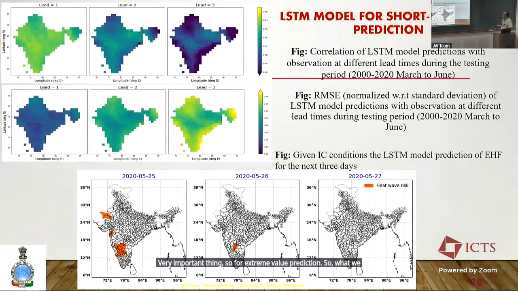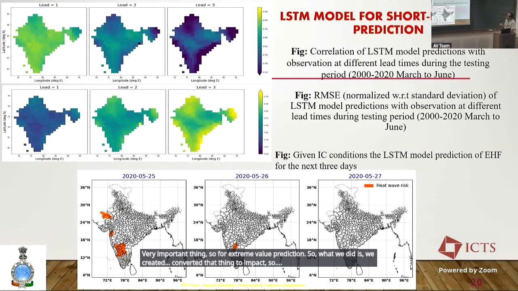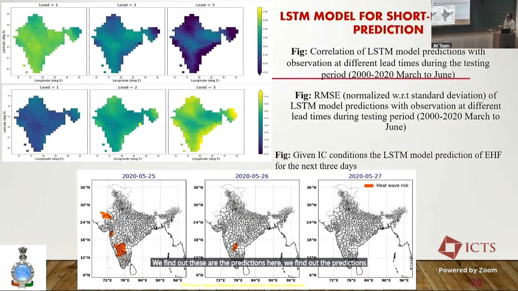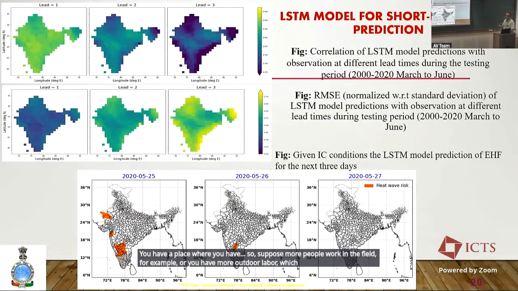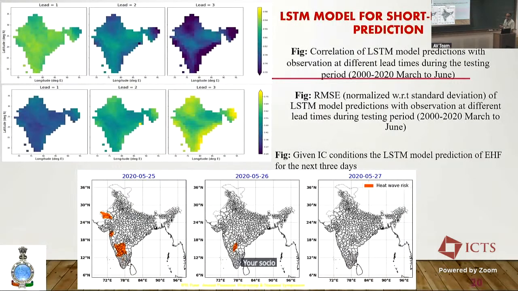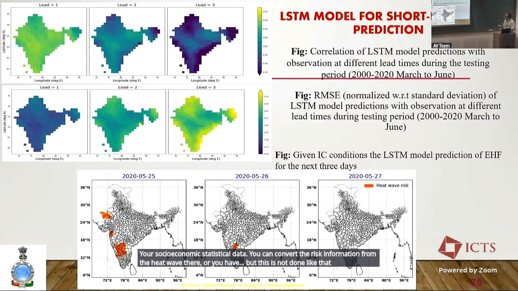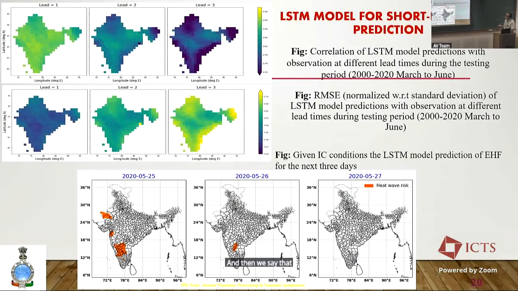So what we did is we converted that to impact. We found the predictions where we have more dangerous conditions, and we converted that information to a risk. There can be many ways to do it. For example, if more people work in the field, or you have more outdoor labor available from socio-economic statistical data, you can convert the heat wave information to risk. But we did not do it like that in the paper. We reported simply that if this index is high, then these are the districts having high heat wave risk.